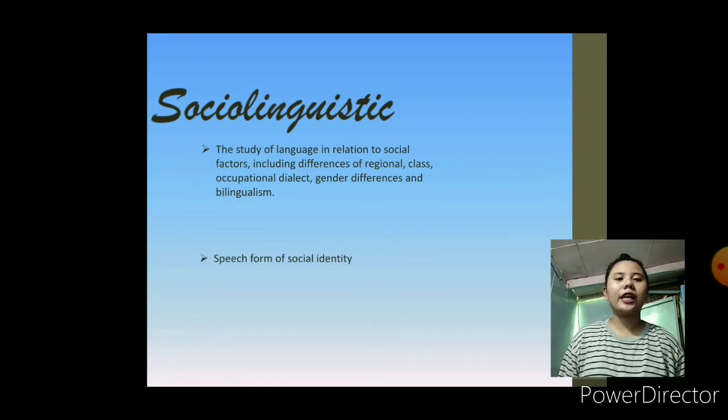Speech as a form of social identity. One person can give clues about their regional background using only language. It can also give hints about their educational and occupational background. Basically, language indicates membership of social groups. If a person uses language formally and in a nice way, we can conclude that the person is from the higher class of our society. And if the person uses informal language, we can conclude that the person is from the lower class of the society.